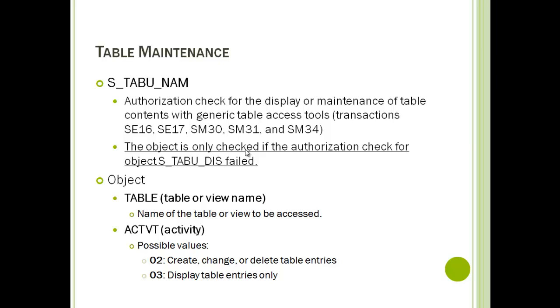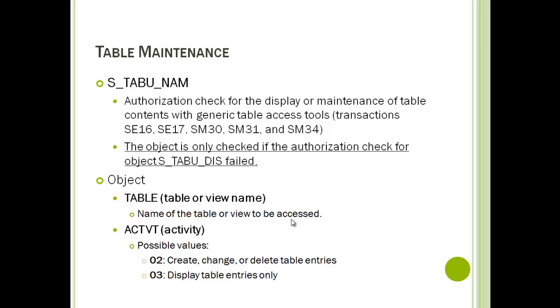Now you may think, why do we need two different authorization objects for the same activity? The difference between s_tabu_dis and s_tabu_nam is that with s_tabu_nam you can restrict based on table name. Let's say you have fields under this object which are called table and activity. The table is the name of the table or the name of the view. So you can have two elements, one is the table name, one is the view.